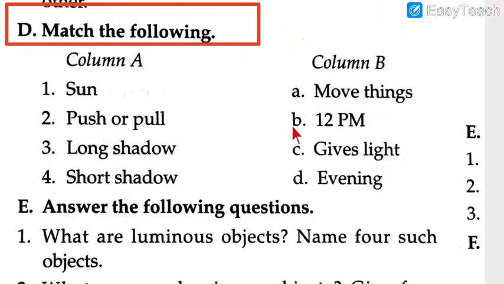But then we have to see that does this option match with any other question? Gives light, push or pull? No. Long shadow? No. Short shadow? No. Then sun is the only answer for gives light. This is how you have to double think or double check or cross check it once you match any option. So 1 with option C.